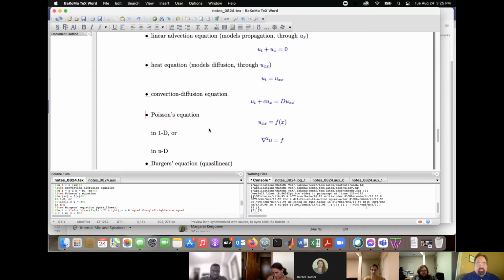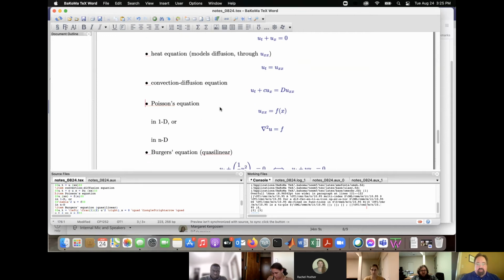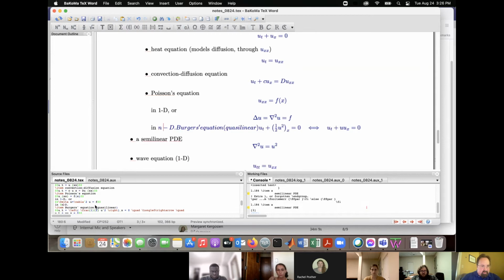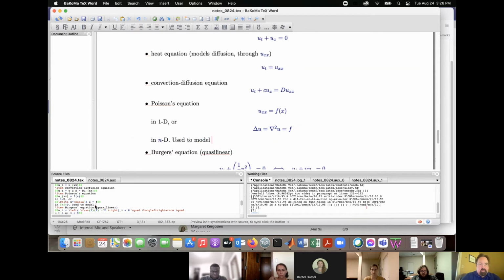Okay. So here we have a very different sort of equation, Poisson's equation, that doesn't have a time element to it. So uxx is equal to some function f. That's in one space dimension. But if you're in any number of dimensions, then you'd have a Laplacian. So that can be written as gradient symbol squared of u, but it could also be written as delta u. So either way is acceptable for writing a Laplacian. And solution u refers to electrostatic potential.